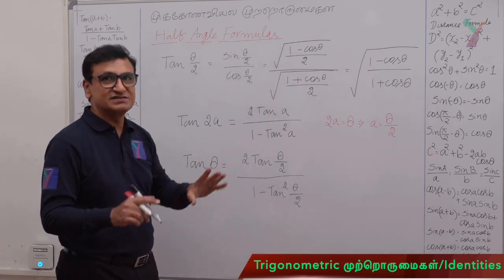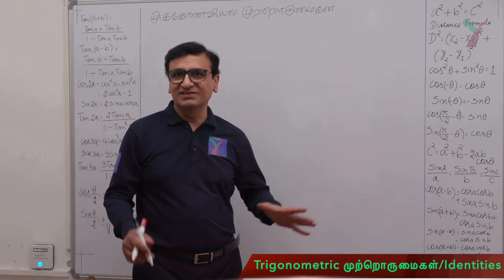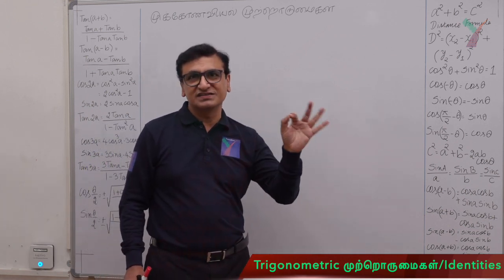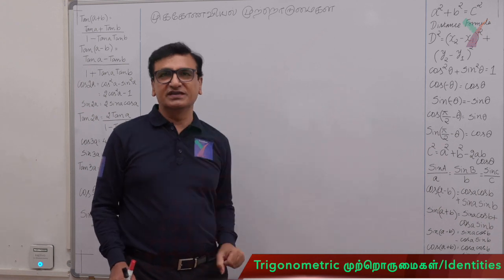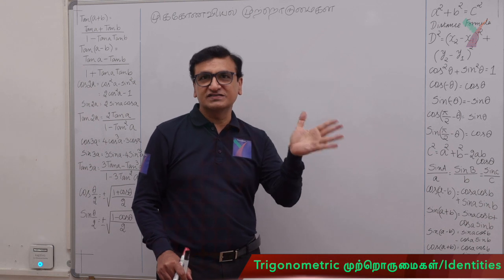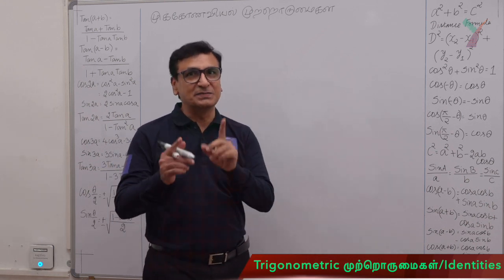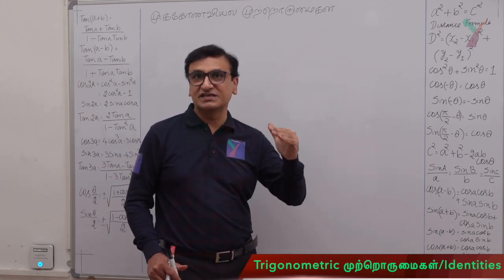I am going to rub this and start on a fresh board. Next we are going to derive a very interesting formula. We have the cos a plus b and cos a minus b formulas. Using these, we are going to see how to write the sum to product formula, that is how we can write cos a plus cos b, and cos a minus cos b. So we start with the cos a plus b and cos a minus b formulas.